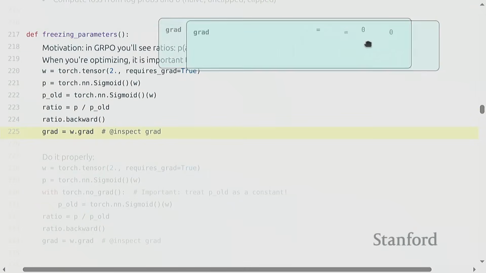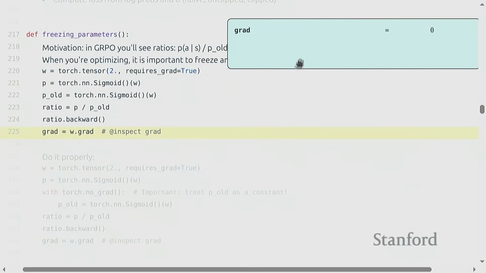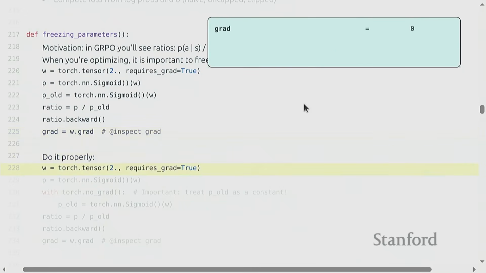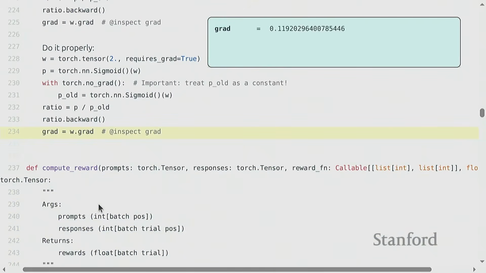Okay, so it's 0, which is obviously not very helpful. So the way you do this properly is that you have your P as usual, and then anything you want to treat as a constant, you wrap in this no grad. This allows you to get the value, but not the whole computation graph, and you just divide by that, and now the gradient is not 0. Okay? So be careful, because in RL, as opposed to pre-training, there are many different values that all depend on either old or not old parameters.